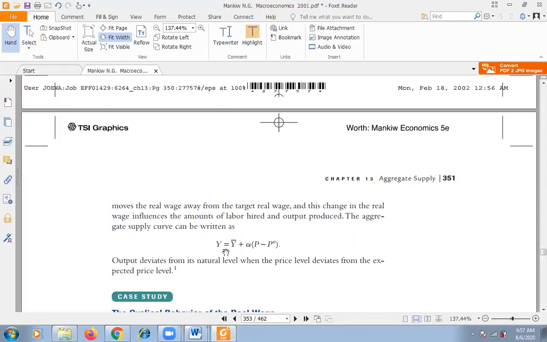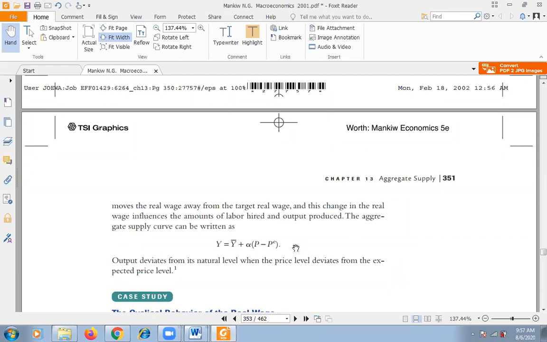Thus, the output level is equal to y bar, which is given. Then output is not affected by the price level. So the long run aggregate supply curve, as we have done in the last lecture, is vertical.